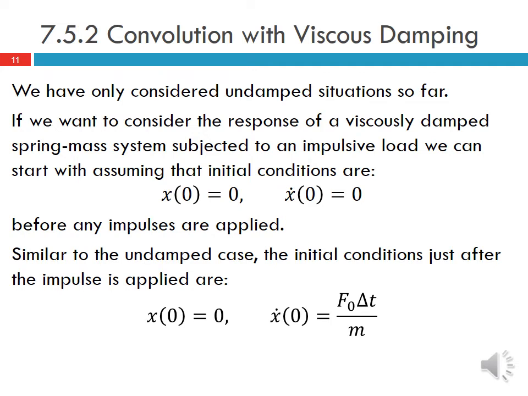So far we've only considered the undamped situation, but we can actually consider viscous damping using convolution as well. If we want to consider the response of a viscously damped spring mass system subject to an impulse load, we can start by assuming that the initial conditions are 0. So initially it's at rest, 0 position, 0 velocity, before any impulses are applied. Similar to the undamped case, the initial conditions just after the impulse is applied are given as shown here.